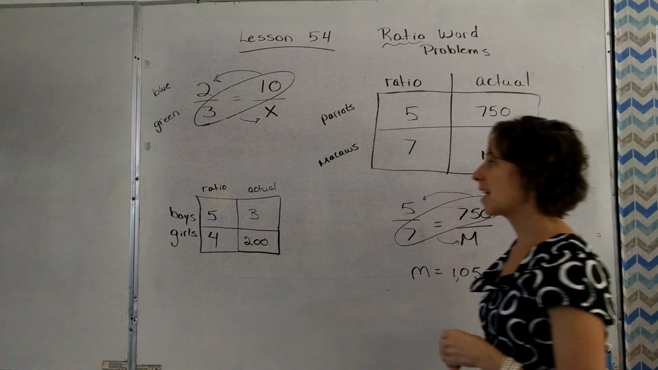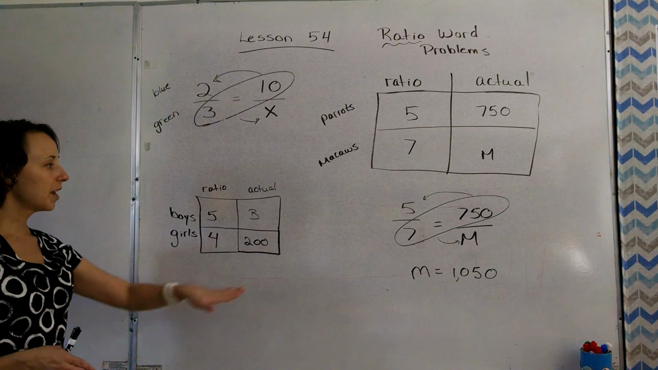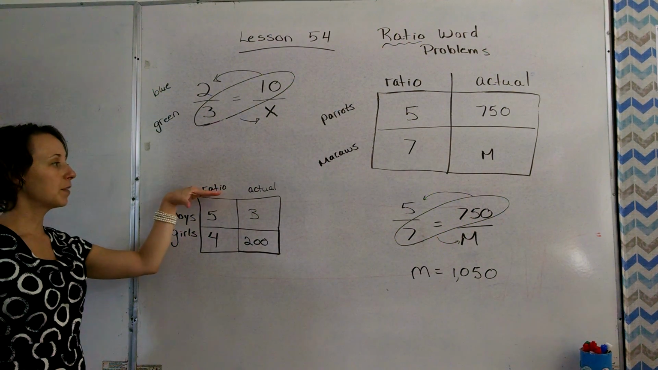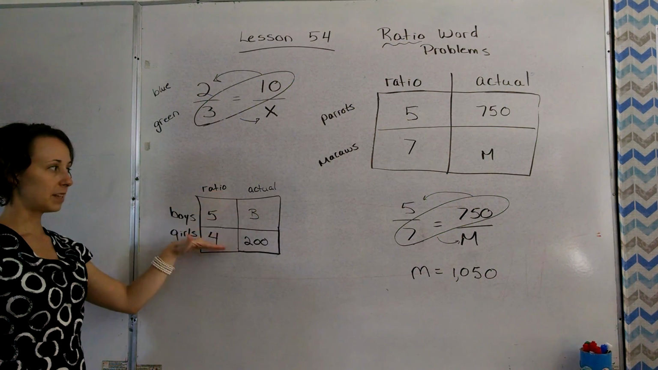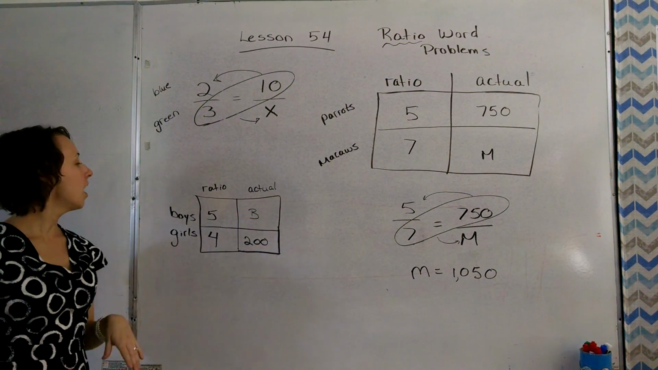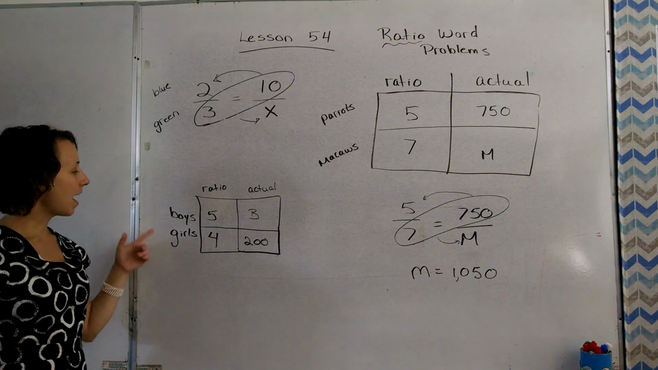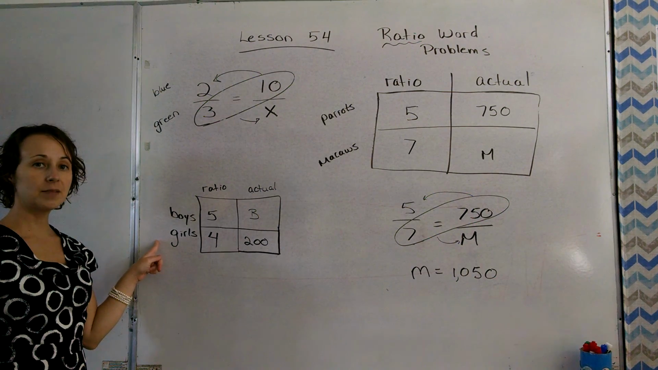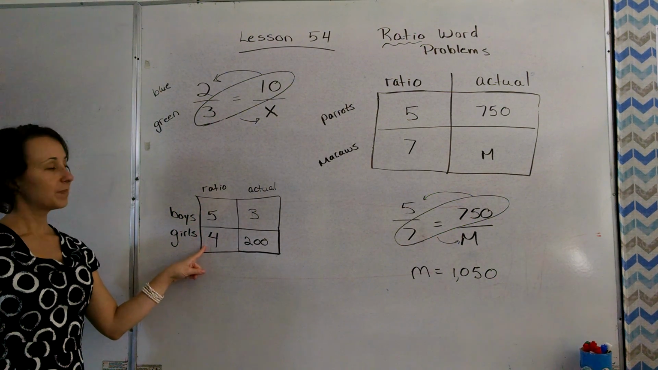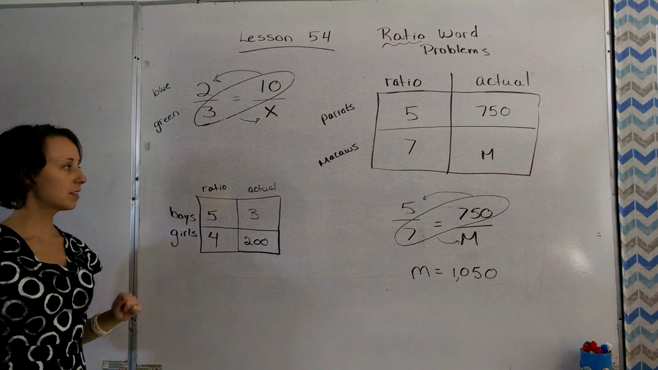Let's try another one together. Make sure that you're caught up before you move on to this part of the video. I'd like you to draw a ratio box. Always label it the same. Ratio, that's going to go on the left. Actual, that's going to go on the right. This problem is about boys and girls. In a class, I have boys and I have girls. The ratio is 5 to 4. So fill in your ratio box. 5 boys to 4 girls.